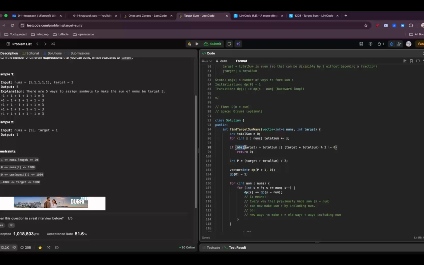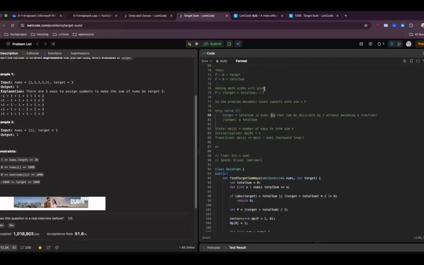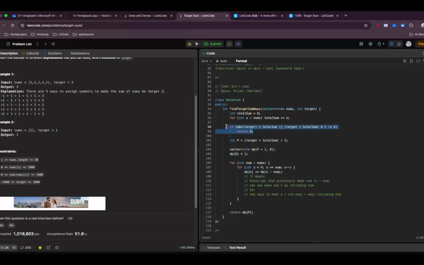First we are checking that the absolute of target is greater than total sum, if that is the case, or if target plus total sum modulo 2 is not equal to 0, then we need to return 0. Because if either of these scenarios holds, going ahead is not possible. That means we can't form any expression. We got to know that only if these are true can we get this, right? So that's why these things should be true.